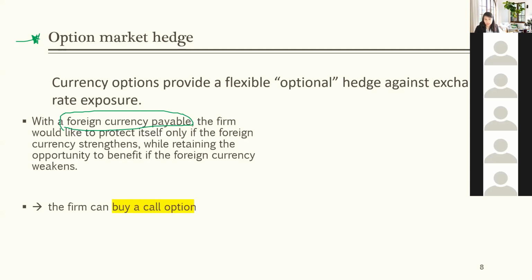So in this case, if I want to manage the downside risk while at the same time maintaining the upside potential, then what I want to do is enter into a call option. I want to enter into a long call option position. Why is that the case? For account payable, you want to be using a call option to hedge your position.